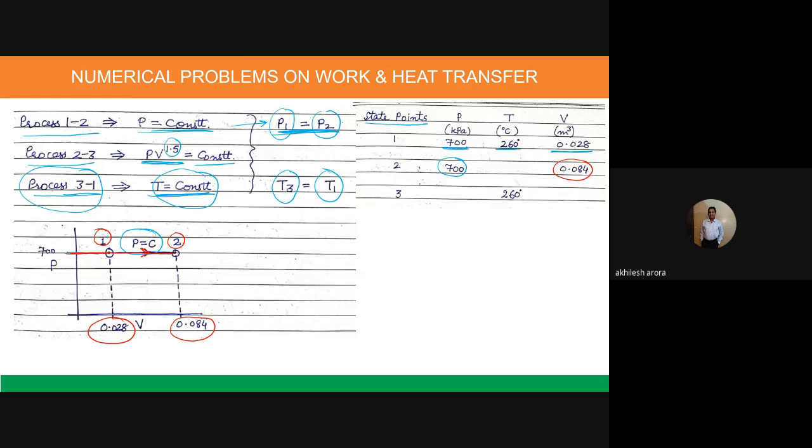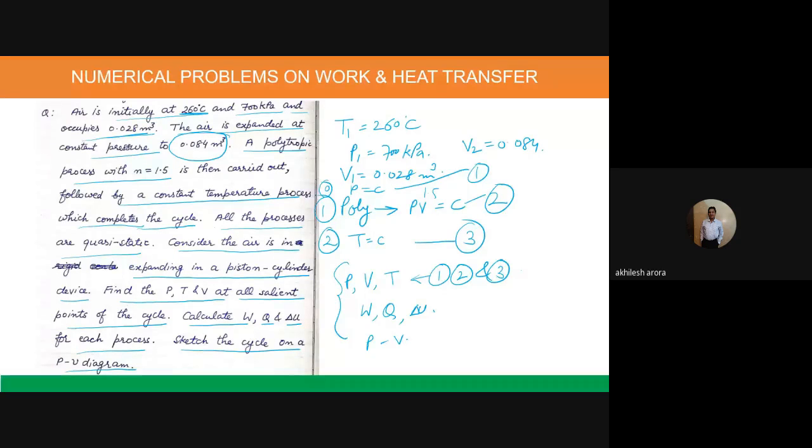Once again, when you see it here in the numerical problem, air is expanded. Whenever the air is expanded, there can be two things that can happen. If the pressure is remaining constant, then the volume will increase.